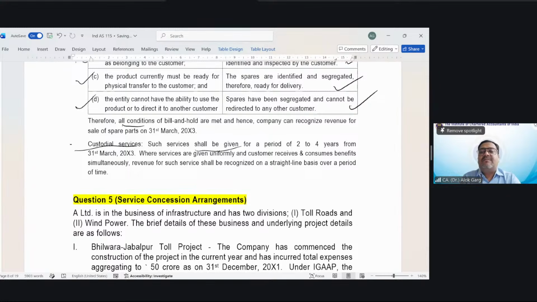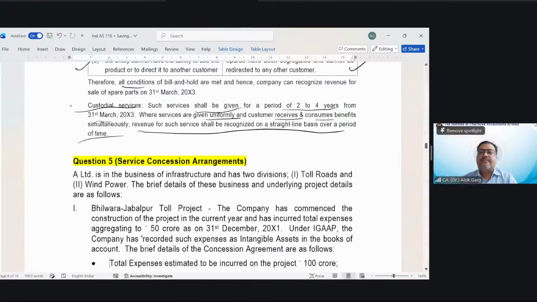Custodian services. Such services shall be given for a period of 2 to 4 years from 31st March X3, where services are given uniformly and the customer receives and consumes benefits simultaneously. Revenue for such service shall be recognized on a straight line basis over a period of time. I hope this is clear to each and every one of you, my dear friends. Please let me know if you are not able to understand it. Yes, clear to everyone? Okay, great.